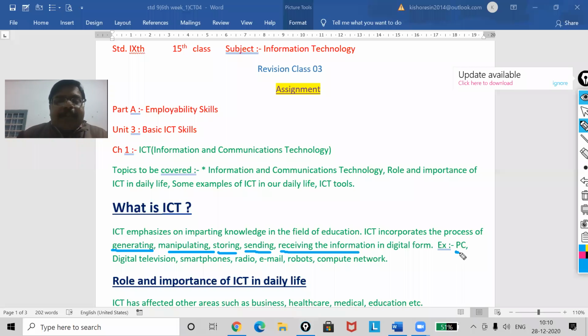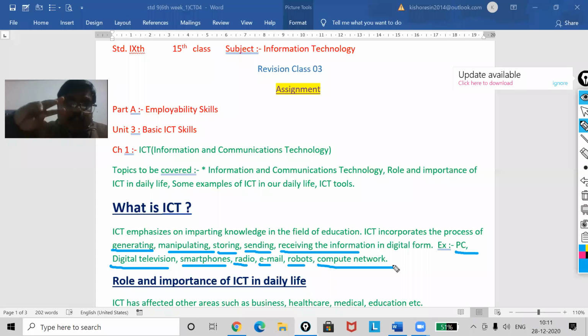Now examples: PC, digital television, that is smart TV, smartphones, radios, emails, robots, computer network. See, this is the definition of ICT, but when I'm giving the full form of ICT as information and communication technology, it means what is information, what is communication, what is technology. That one by one I'm going to discuss.